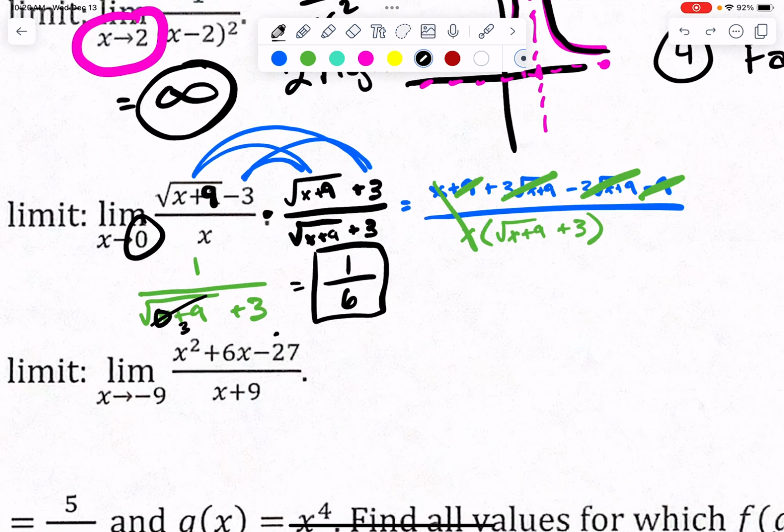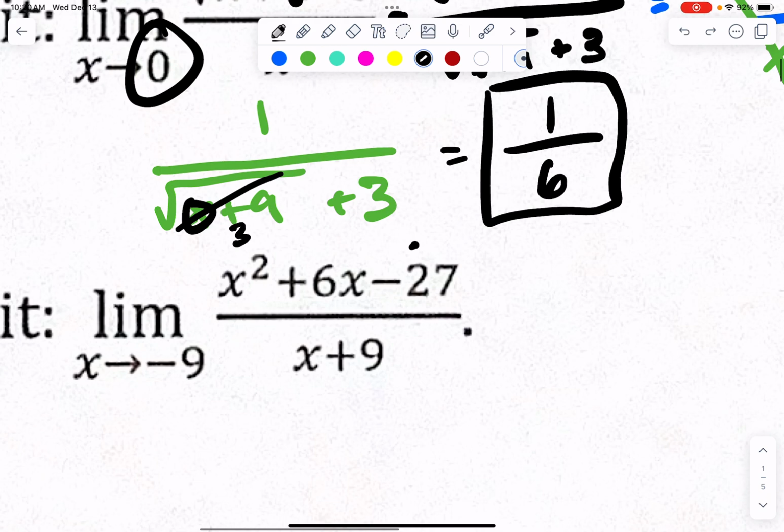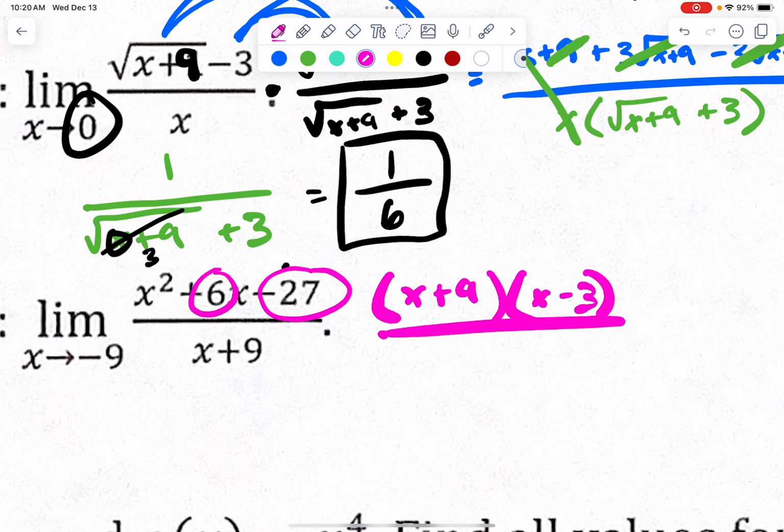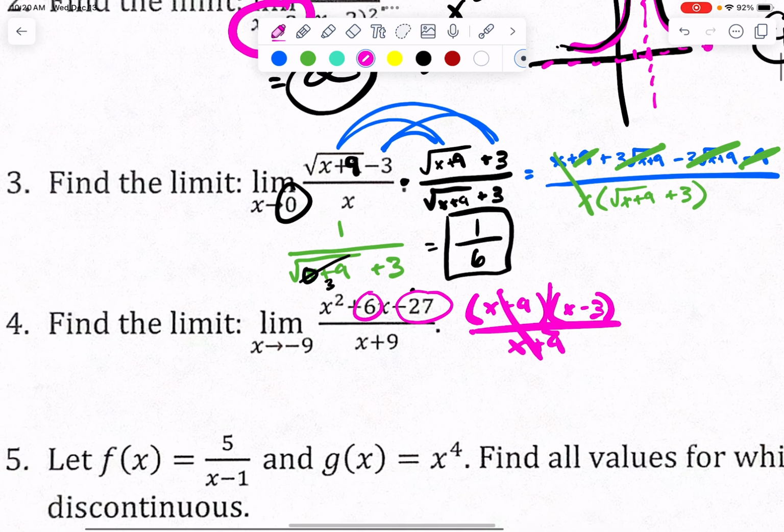Okay, so we're going to factor this down. This guy's a simple trinomial on the top. Multiply to get negative 27, add to get 6. That would be like 9 and 3. And if we want it to be positive 6, it's got to be x plus 9 and x minus 3. On the bottom is x plus 9. Oh, look at that. He cancels. So now all I have left is x minus 3.